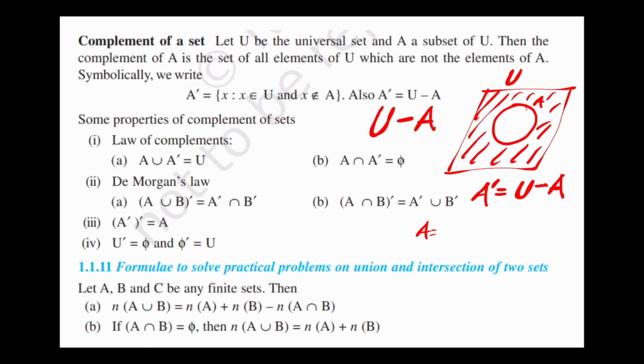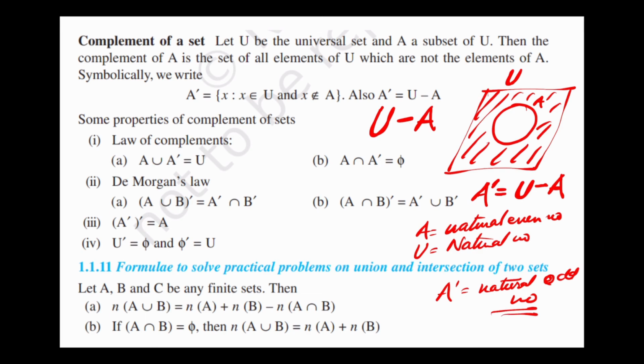So if I say A is nothing but natural even numbers, and the universal set is, let's say, natural numbers, so what will be A bar? Natural odd numbers. Correct. From the total numbers we are removing the even, so we get natural odd numbers. Clear? Now, a few laws are there which are very important. If I'm doing intersection, A intersection A bar, I'll get the empty set, because there is nothing common.